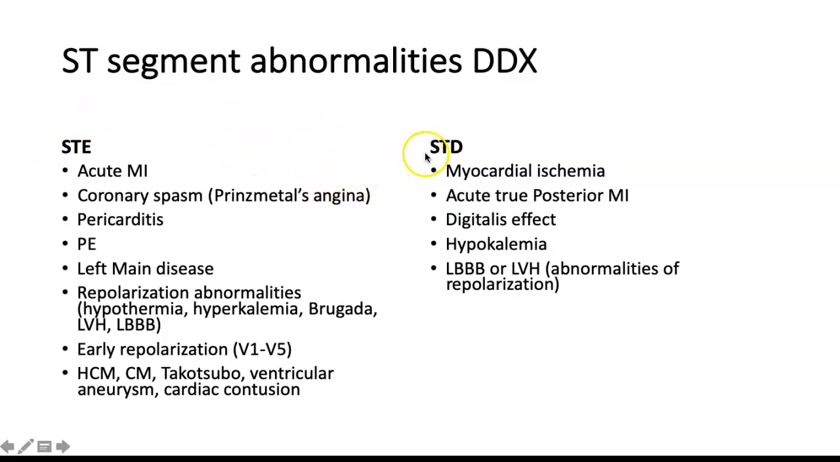Not all of these are ischemic events, but they can all produce ST segment elevation. ST segment depression can be seen on the EKG tracing with myocardial ischemia, a true posterior myocardial infarction, which we'll talk about, digitalis, which is a medication, hypokalemia, left bundle branch blocks, or other abnormalities of repolarization. Not all ST segment depression is related to ischemia.